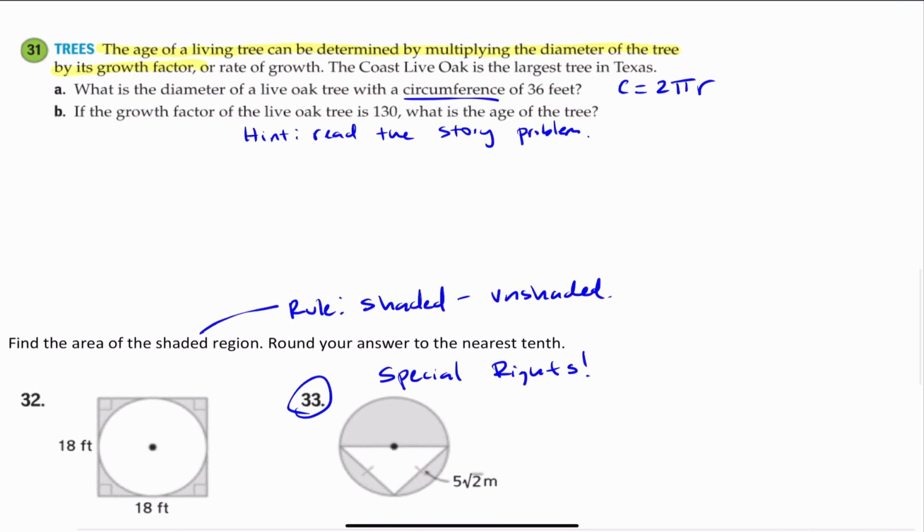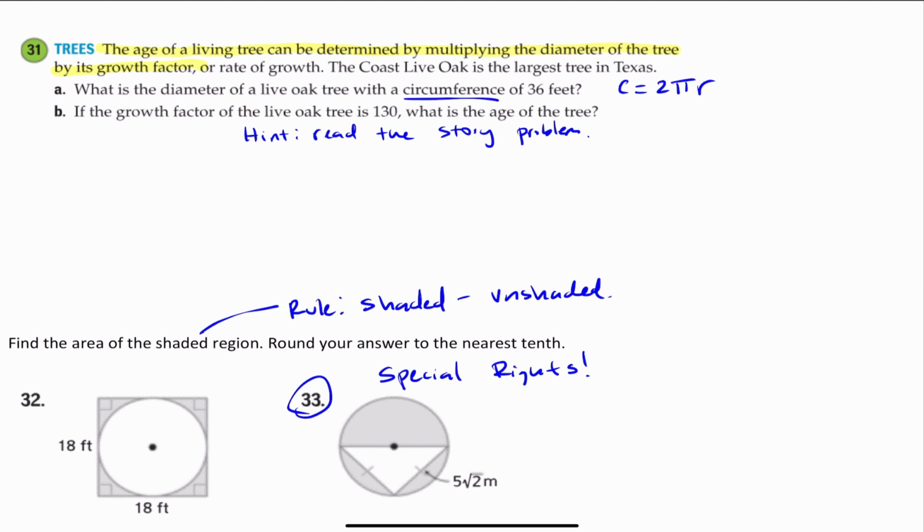Number 31, the age of a living tree can be determined by multiplying the diameter of the tree by its growth factor. So I highlighted that part because you're going to need that to figure out what B is. And the growth factor can also be the rate of growth. The coast live oak is the largest tree in Texas. A, what is the diameter of a live oak tree with a circumference of 36 feet?